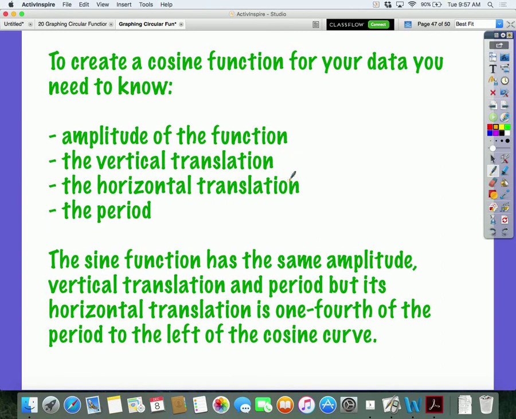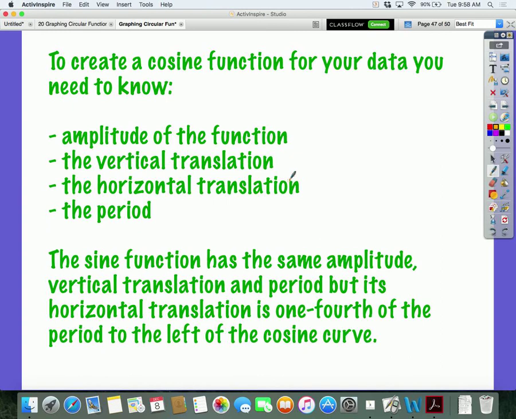So, to create a cosine function for your data, you need to know a few things. And a lot of these are going to be data-based problems. Okay? So to create your cosine function, you need to know clearly your A, B, C, and D: your amplitude of your function, your vertical translation, your horizontal translation, and then of course your period. Okay? Because once you can figure out all of that, then you'll be able to figure out your A, your B, your C, and your D.